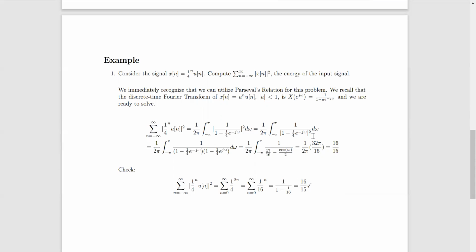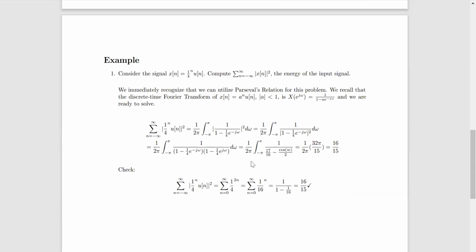You can apply the modulus to the top and the bottom. So on the top you get 1, and at the bottom you get that. And the bottom you can multiply by the complex conjugate. That simplifies to 17 over 16 minus cosine of omega over 2. That integral from negative pi to pi, you can trust me, is going to be 32 pi over 15. Multiplied by 1 over 2 pi, you get 16 over 15.